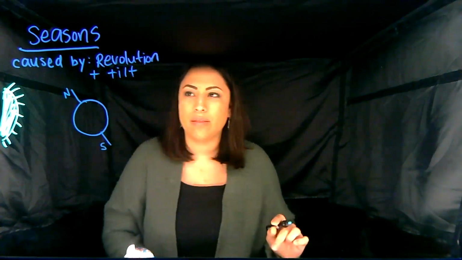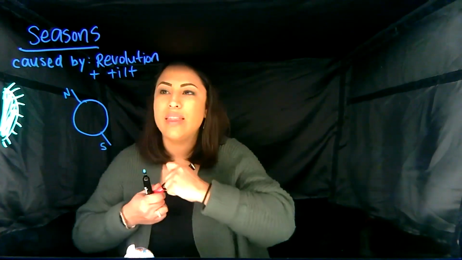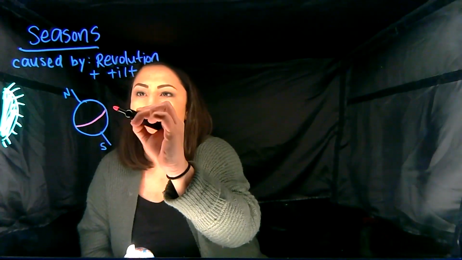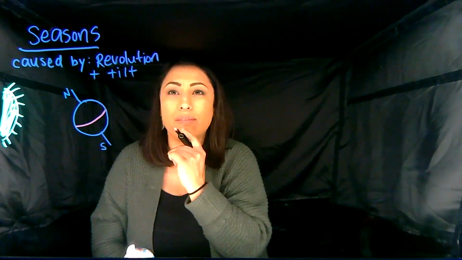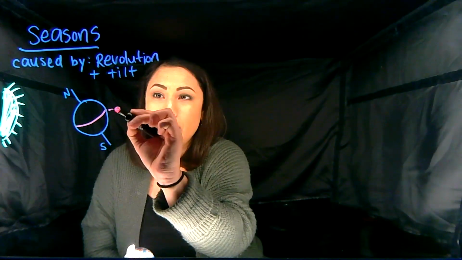So I'm also going to label north and south. Now I'm going to draw another invisible line that's not really here, but we always refer to it usually when we're talking about the Earth. This line in the middle that cuts the Earth in half, what is that called? This is going to be our equator.